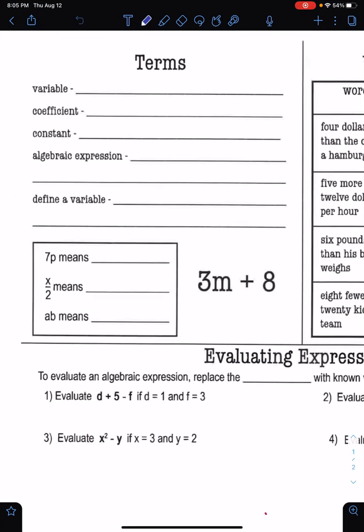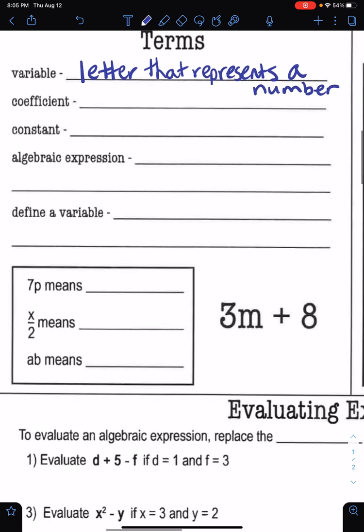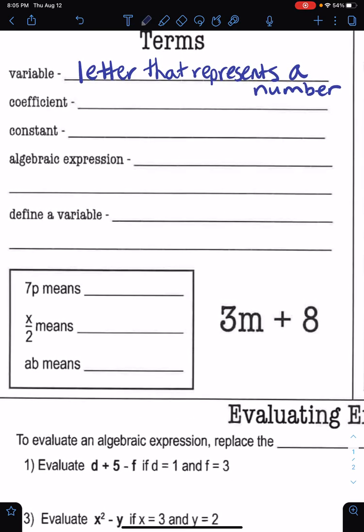Okay, today we're going to look at variables and expressions. So let's get some vocabulary out of the way. A variable is a letter that represents a number. Well, that didn't fit very good there. Here, maybe if I enlarge it, that'll help me fit it in there. All right, a coefficient is the number in front of the variable.